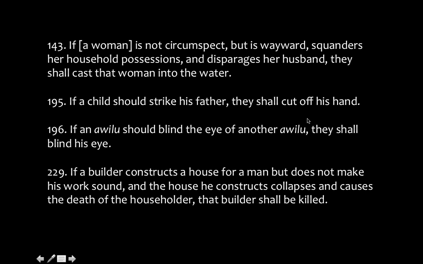If you blind the eye of another lower to middle class person, they're just going to blind your eye. If a lower class person were to blind the eye of an upper class person, that person would then be put to death. So lots of really kind of harsh punishments here. This kind of gives us this concept of an eye for an eye. The idea is that if you do something that causes harm, you will be punished, oftentimes with your own life.